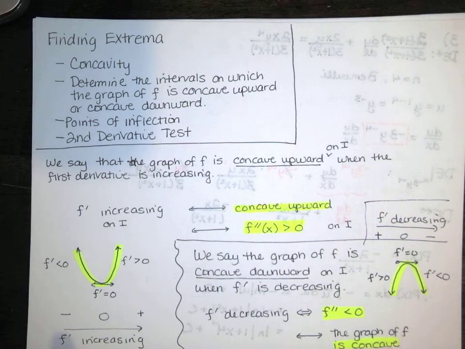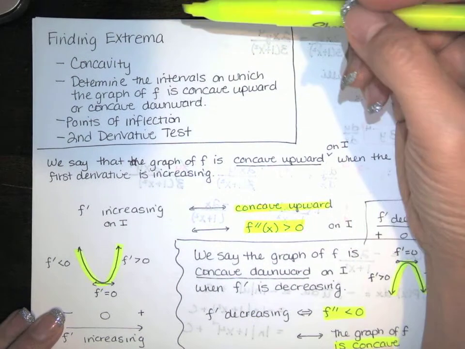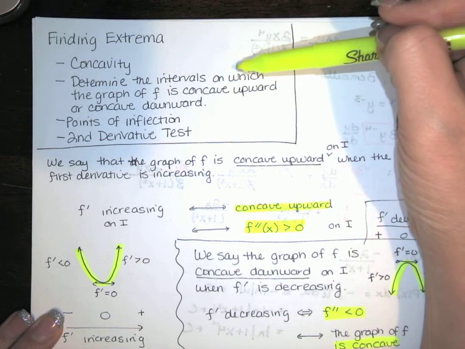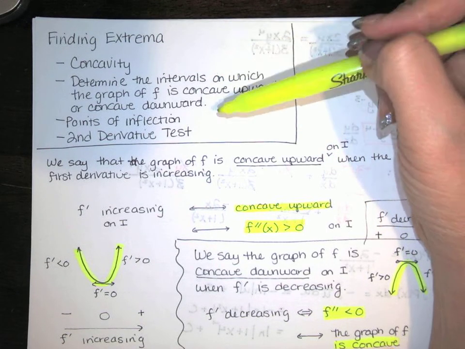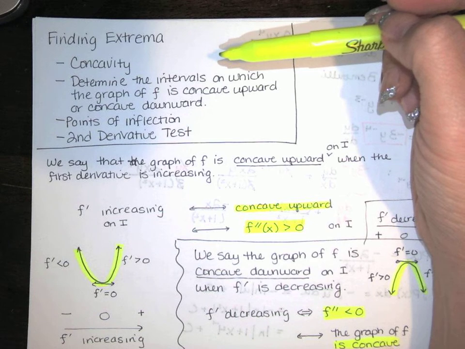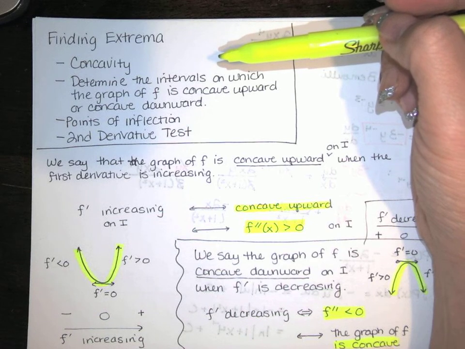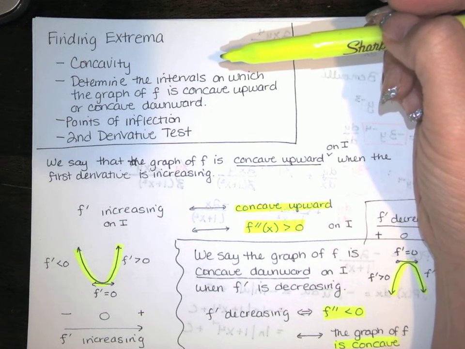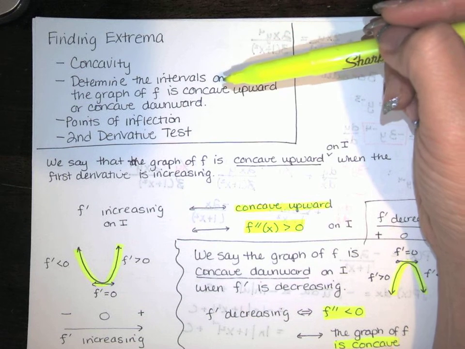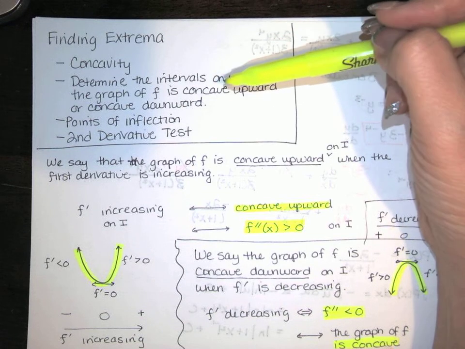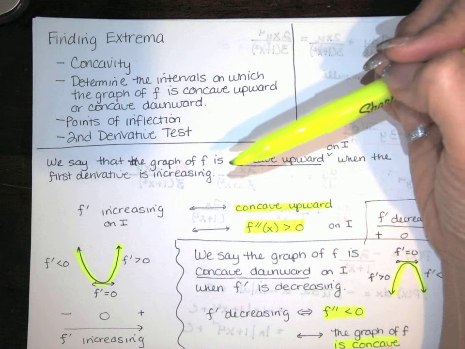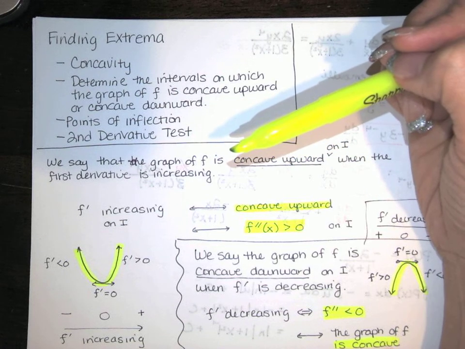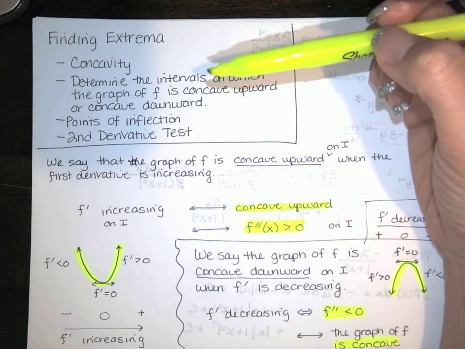Now, you're going to be asked in your homework to determine the intervals on which the graph is concave upward or concave downward. It's actually very similar to what we do when we determine the intervals where the original function is increasing or decreasing, except instead of looking at the intervals for the first derivative, we're going to be examining the intervals for the second derivative to determine concavity. And then points of inflection are where the concavity changes from positive to negative or negative to positive.